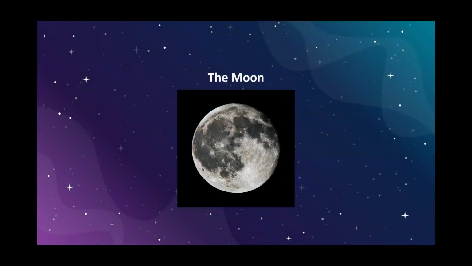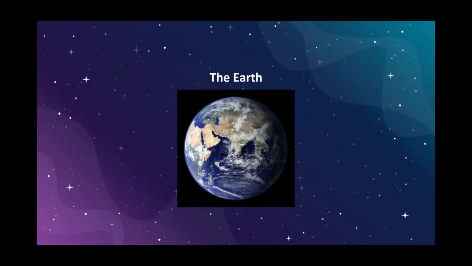What about the moon? So the moon reflects light, and it reflects light from the sun. What about the Earth? So the Earth as well reflects light from the sun, just like all the other planets in our solar system.